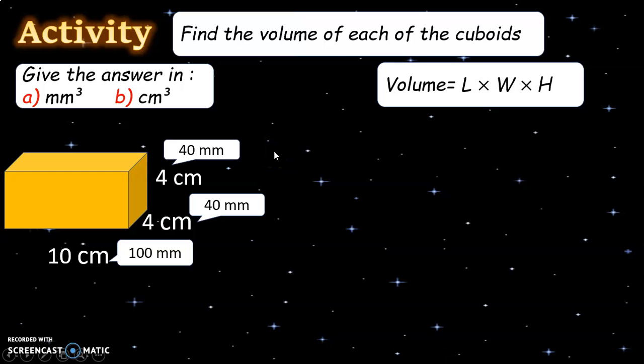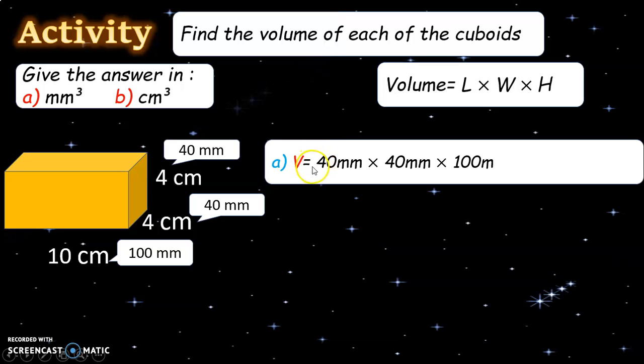So now let us get the volume using millimeters. We multiply the length, which is now 100, the width, which is 40, and the height, which is also 40. So 40 times 40 times 100 is equal to 160,000 millimeter cube.